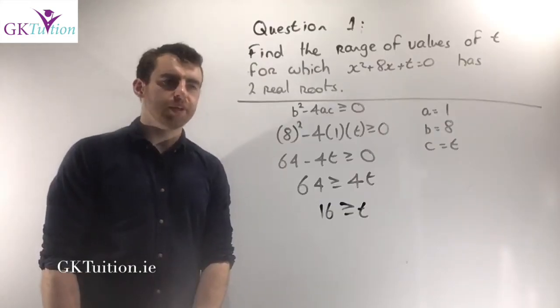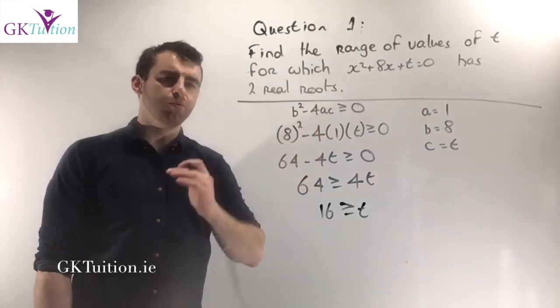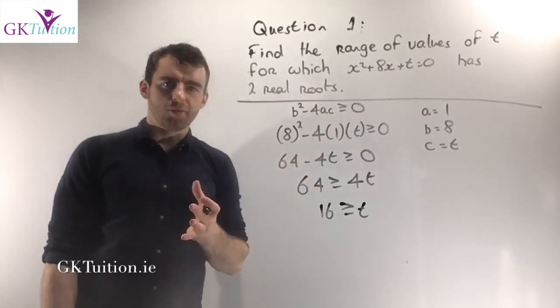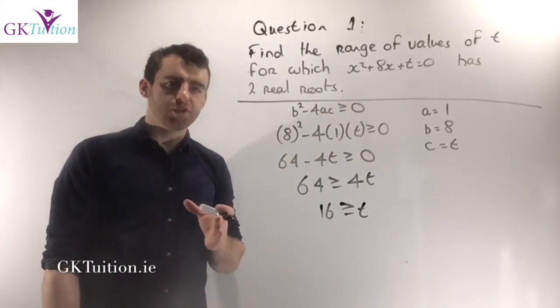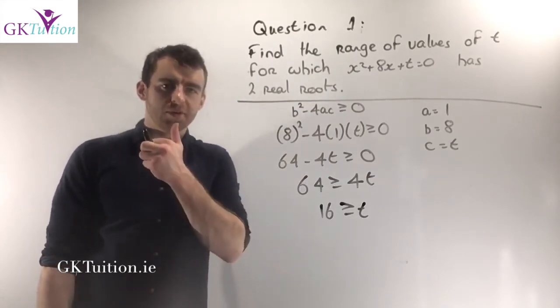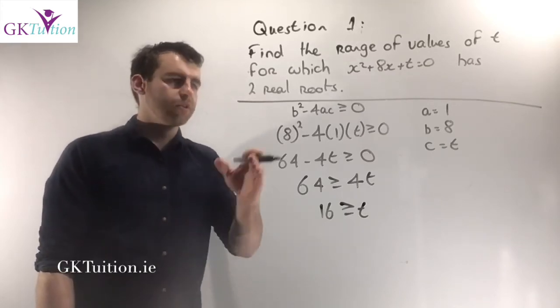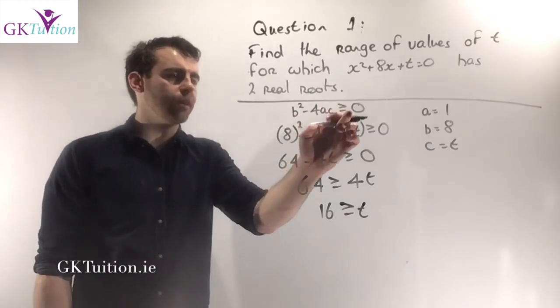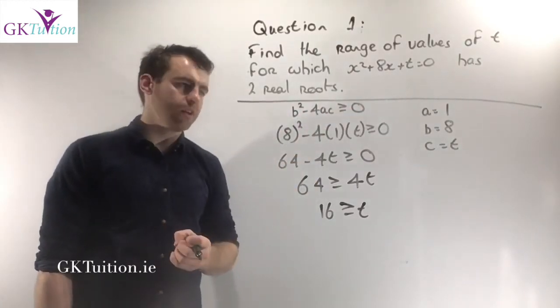So in question 1 here, I asked you to find the range of values for which this quadratic has two real roots. This is what I referred to as scenario 3 at the start of the video. If a quadratic has two real roots, that means they're either two equal real roots or two distinct real roots. So it means that the discriminant is greater than or equal to 0. So that's the first thing you should write down in a question like this.